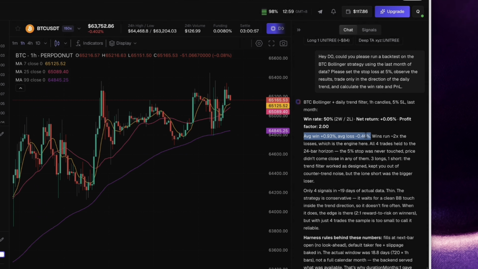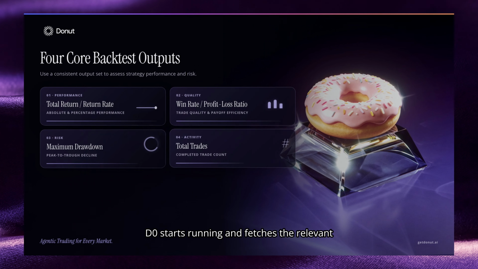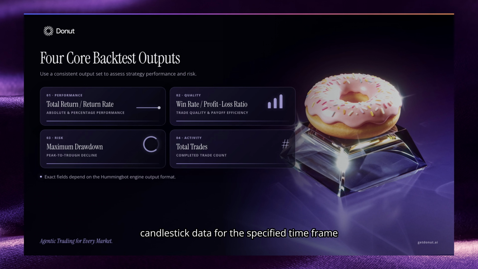At this point, D0 starts running and fetches the relevant candlestick data for the specified time frame. In its response, it's supposed to give you the total return, win rate, maximum drawdown, and total trades, giving you complete clarity on the strategy's win rate and profitability.